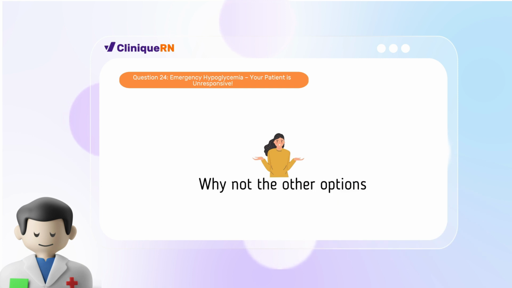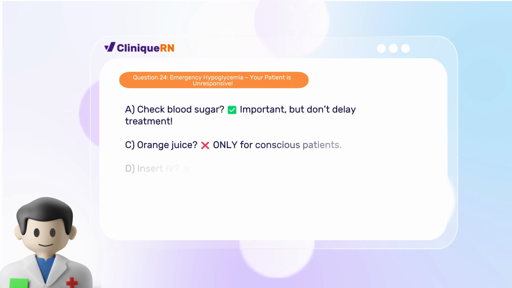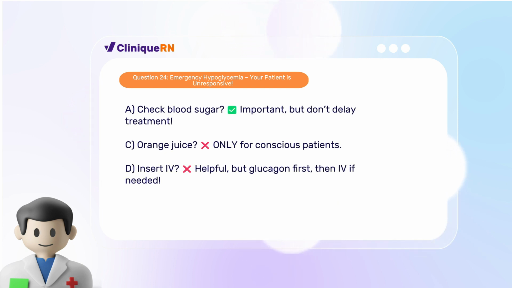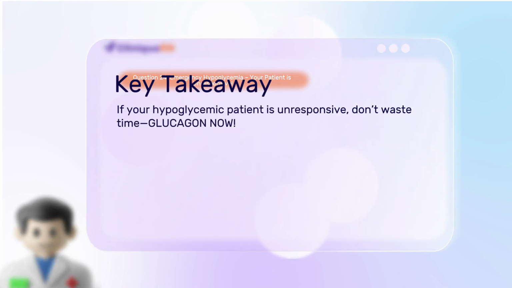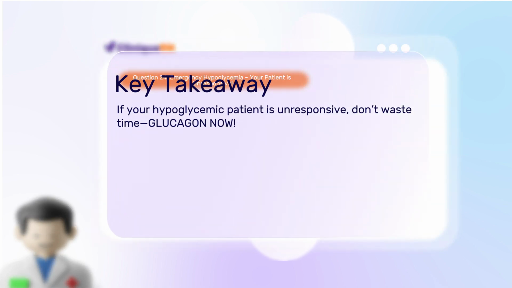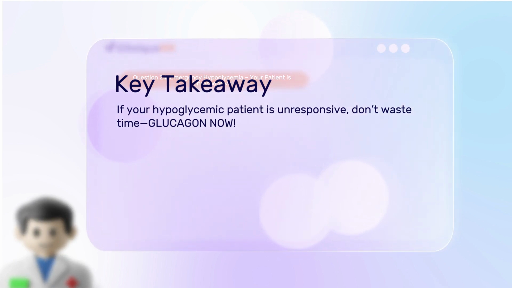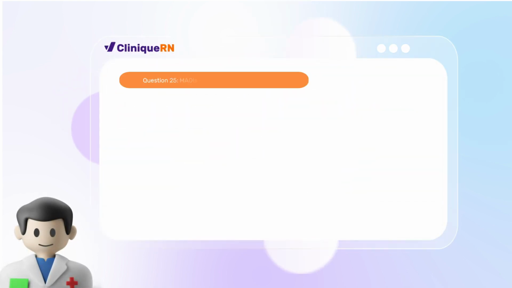Why not the other choices? A. Check blood sugar. Important, but don't delay treatment. C. Orange juice. Only for conscious patients. D. Insert IV. Helpful, but glucagon first, then IV if needed. Key takeaway: if your hypoglycemic patient is unresponsive, don't waste time. Glucagon now.